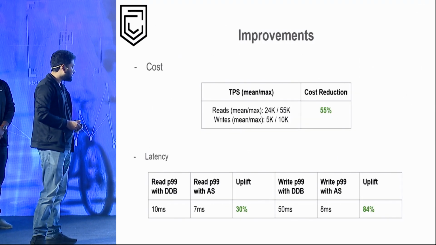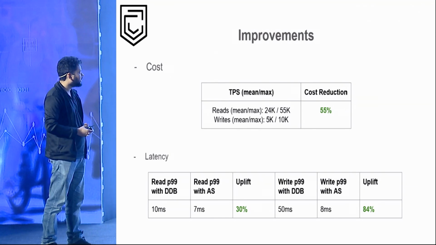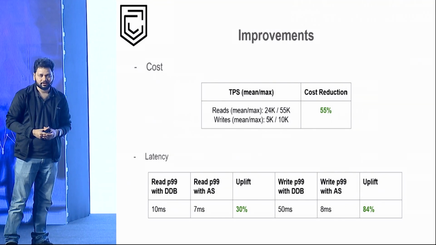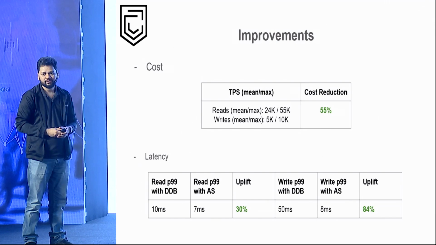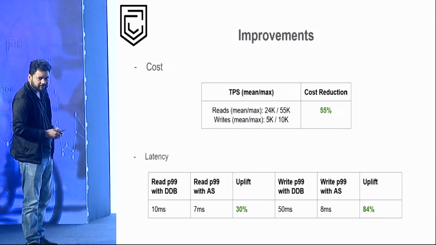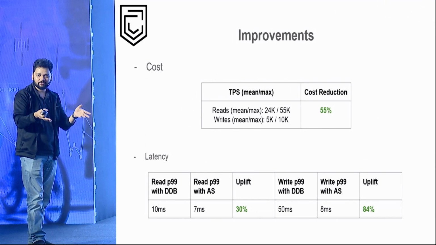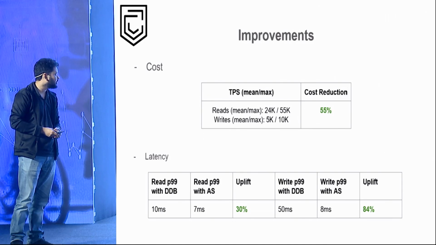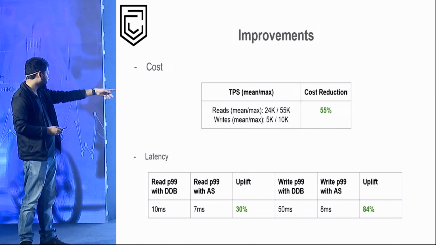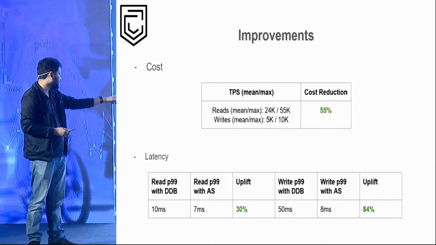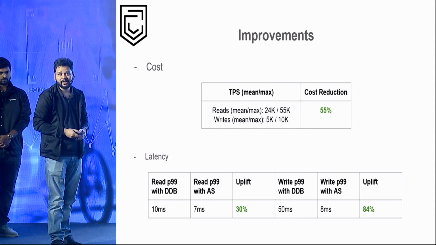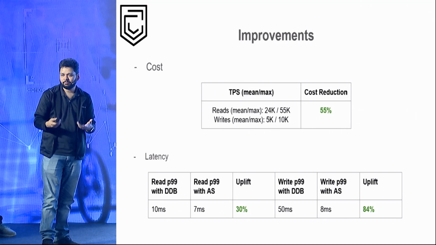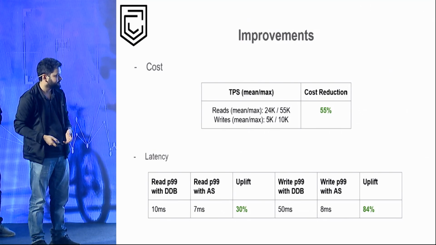After all that work, we saw some significant improvements both in cost and in latencies. Our cost reduction was up to 55%, which was what we anticipated also, because DynamoDB and DAX were the major components of the cost earlier on. But we saw an incredible lift in the latencies as well: a 30% lift in the read latency and up to 84% in the write latency. So that made our ability to make real-time decisions extremely fast.